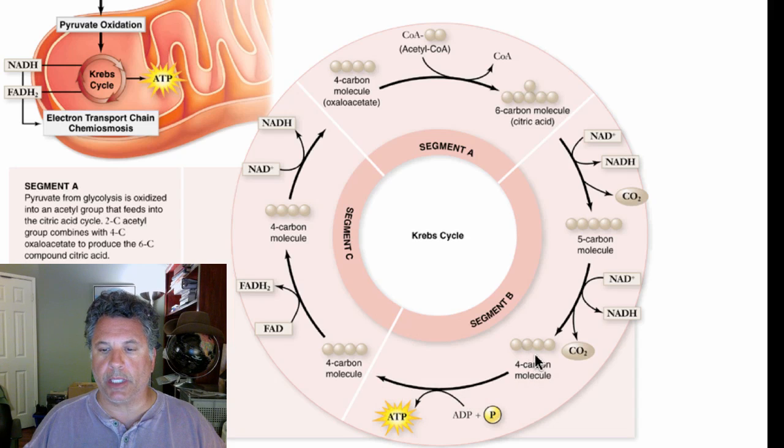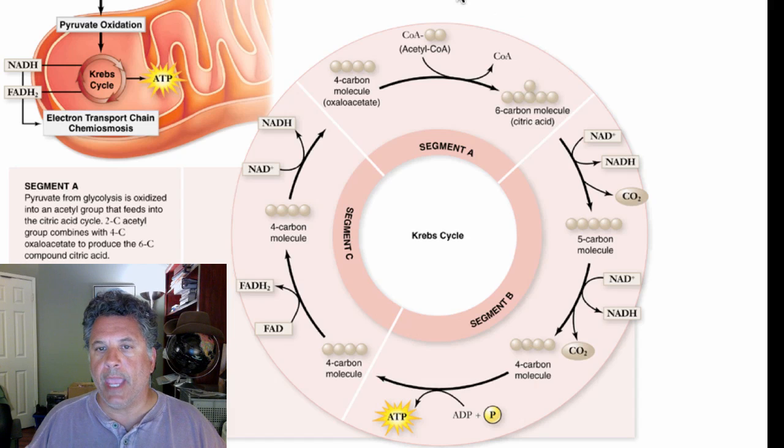This 4-carbon molecule doesn't lose a carbon anymore. It goes to another 4-carbon molecule. But in so doing, it's an exergonic reaction that allows the endergonic reaction of ATP phosphorylation to take place. So an inorganic phosphate plus ADP yields a molecule of ATP. And 1 molecule of ATP is produced for every cycle of the Krebs cycle, of the citric acid cycle.